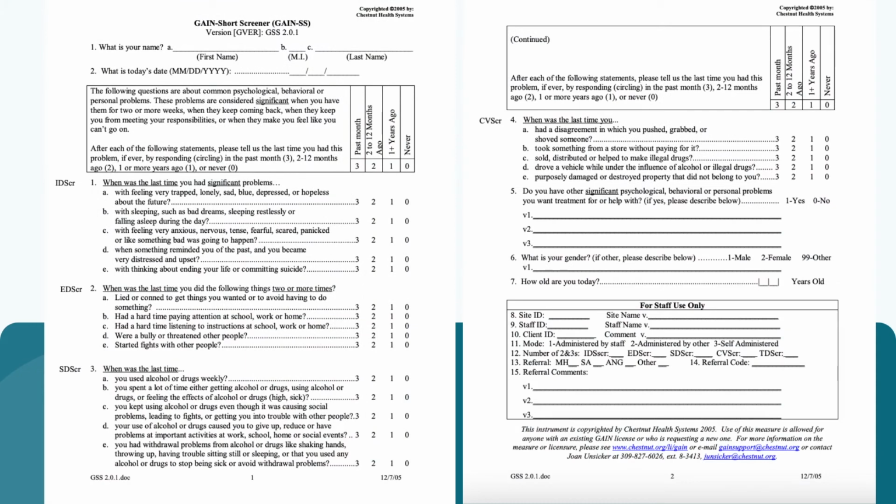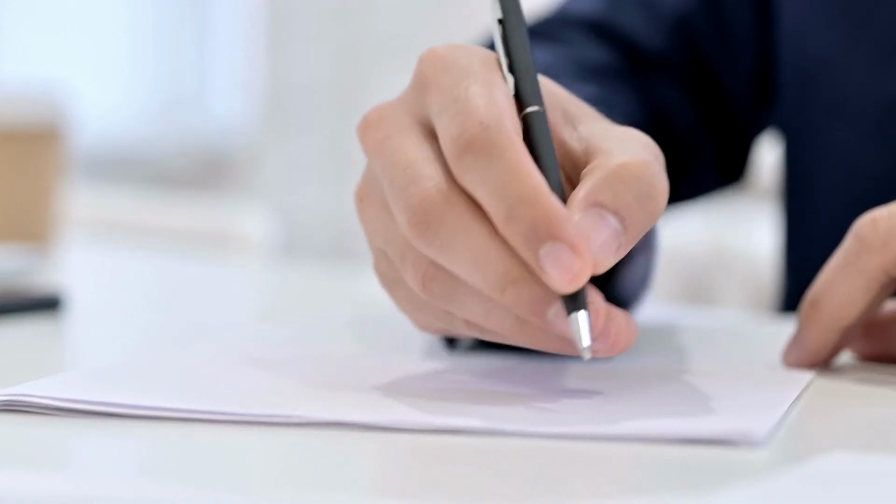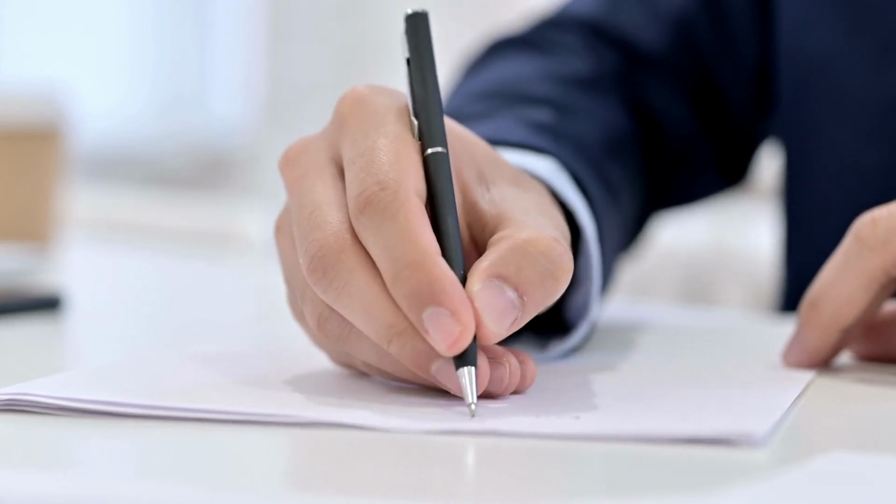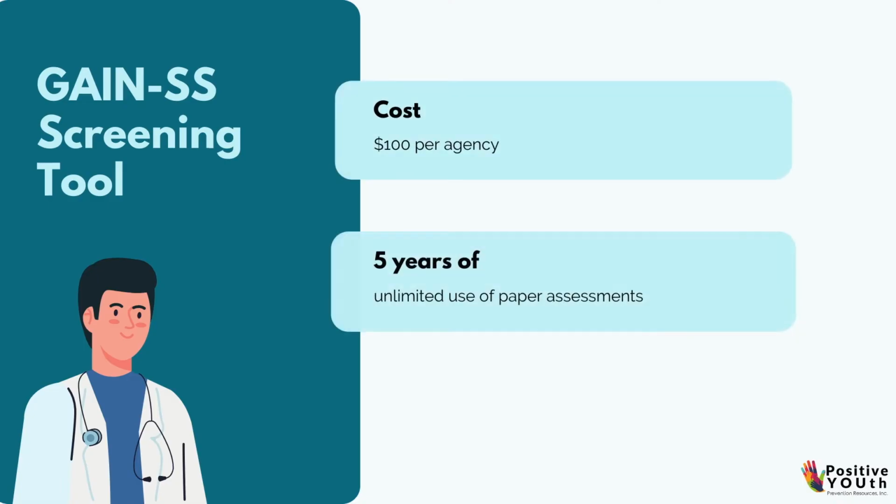The GAIN SS screening tool, Global Appraisal of Individual Needs Short Screener, developed by Chestnut Health, is an evidence-based 16-question survey that takes about 3 to 5 minutes that identifies needs for further assessment in the areas of mental health, substance use, and anger management for adolescents and adults. It may be administered in interview form or self-administered. Licensing costs $100 per agency and covers 5 years of unlimited use of paper assessments only.